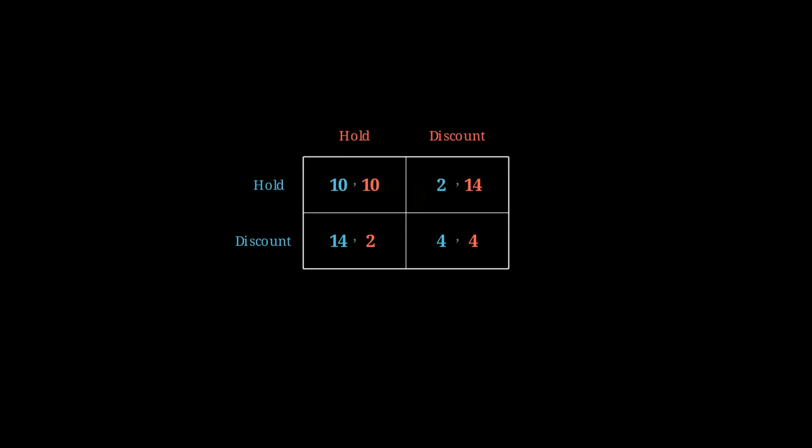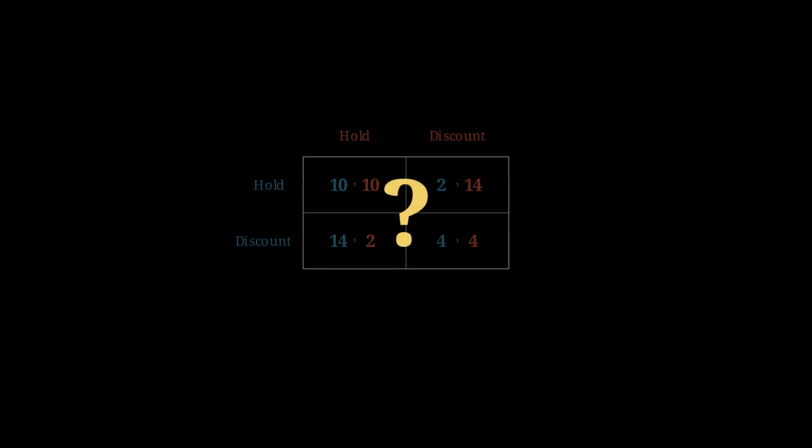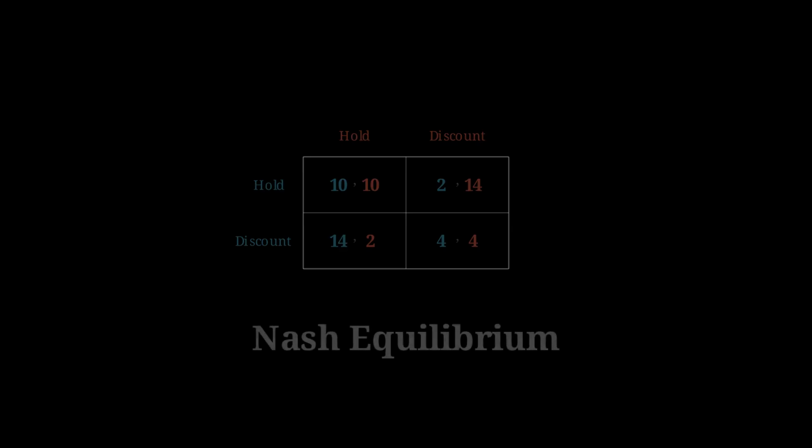The question we haven't answered, the question game theory is fundamentally about, is this: when rational players face each other in a game, what will they actually do? Not what should they do. Not what would be best for everyone. What will they do? The answer requires one more concept, pinned down precisely by a 22-year-old named John Nash in 1950. The concept is called Nash equilibrium. And that's episode 2.